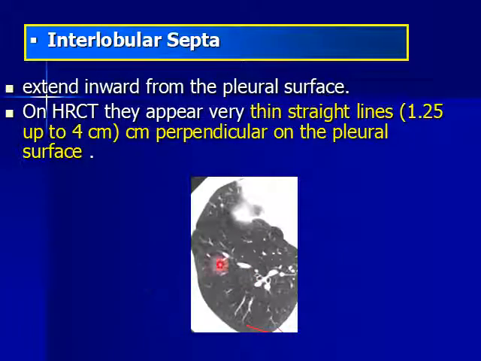the interlobular septi can be seen perpendicular and reaching the pleural surface. The interlobular septi extend inward from the pleural surface. They appear as very thin straight lines, 1 to 4 centimeters long, perpendicular on the pleural surface. You can see them perpendicular on the fissures or the costal or mediastinal pleura, like this, perpendicular lines reaching the pleural surface.